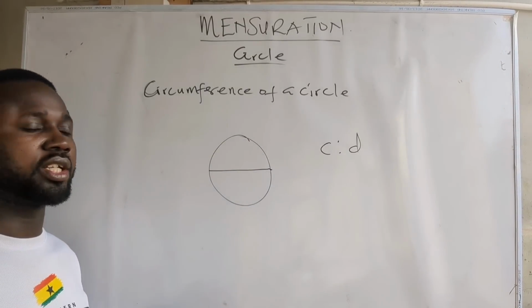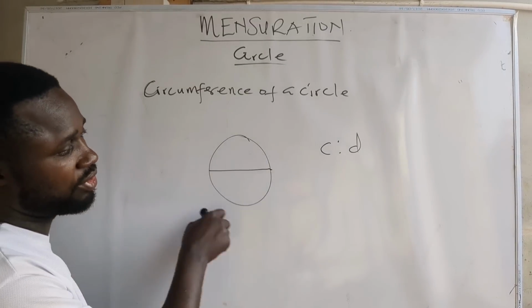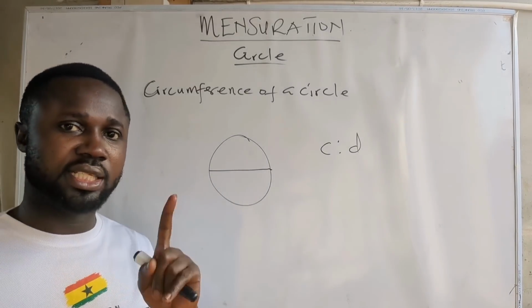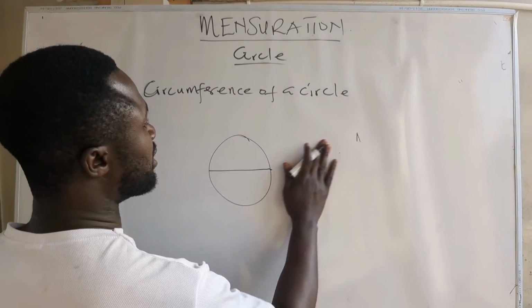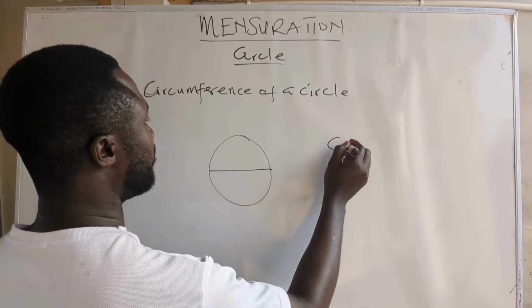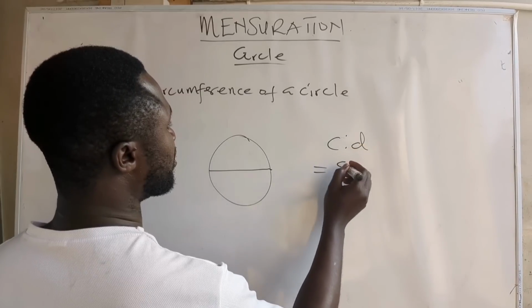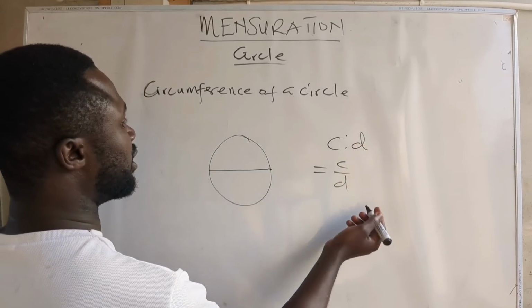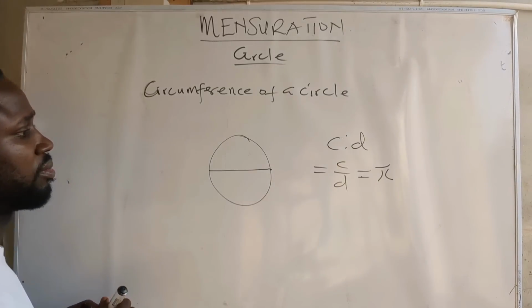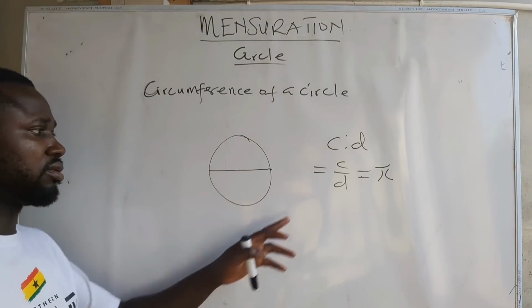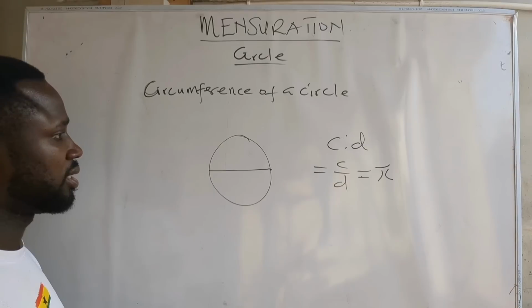So if you like, take your protractor, draw about 20 different circles, and measure the circumference and the diameter, you see you get the same answer. So the ratio of the circumference to the diameter is constant, and the ratio can be written as what? C over D, and the constant is called pi. So circumference over diameter is equal to pi, and pi becomes our constant.